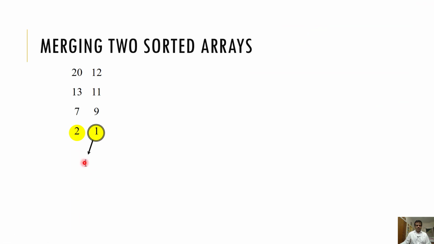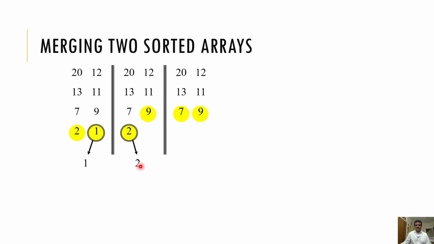This will be output, this will be stored in the auxiliary array, and then the next minimum is 9. This subarray's minimum is 2. So, we compare these two. 2 is the minimum among these two minimums. So, we return 2. Then we take 7 as the next minimum after returning 2, then we compare these two. 7 is the minimum among these two. So, we return 7.